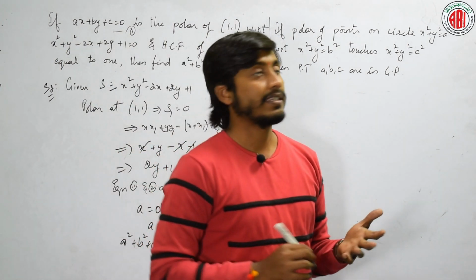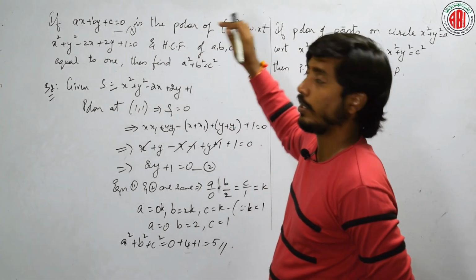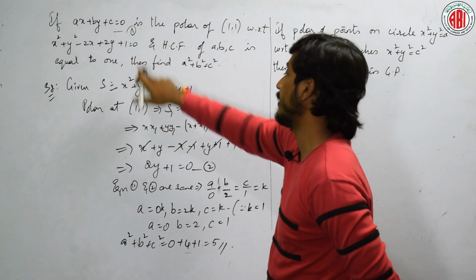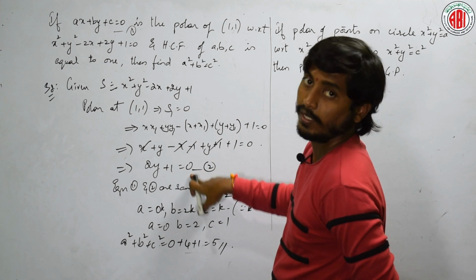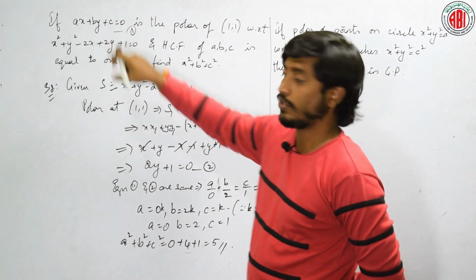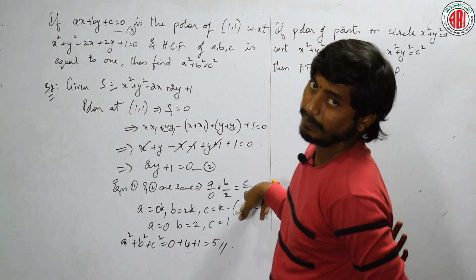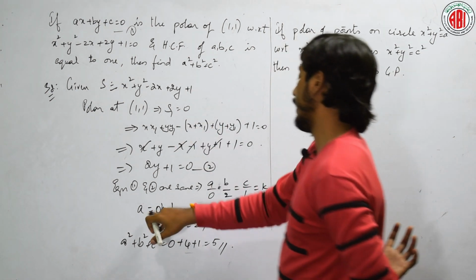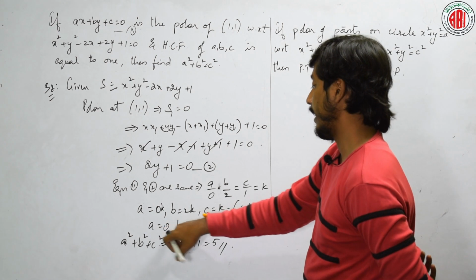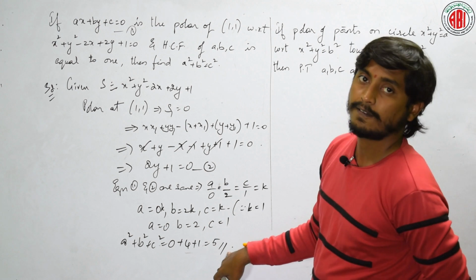Isn't it? Do you understand? Once again, see here, he is telling that this line is the polar of this circle at this particular point, and the HCF is given as 1. So, let us find the polar of this circle. We get it as 2y plus 1. Then we know that this line and this line represent the same. So, we find the ratio of their coefficients and call it k. Since the common factor between these three numbers is k, and he gave it as 1, we can write a as 0, b as 2 and c as 1. So, finally, the value of a square plus b square plus c square is 5.